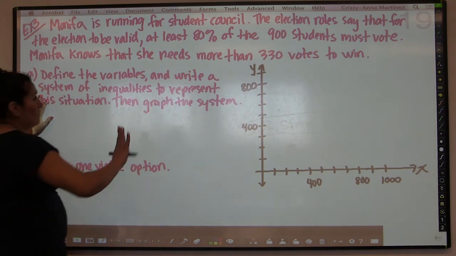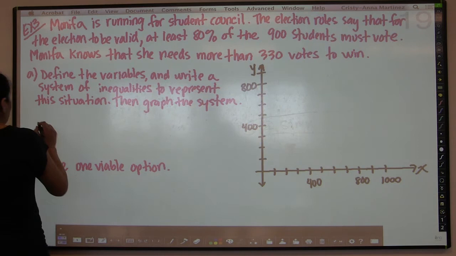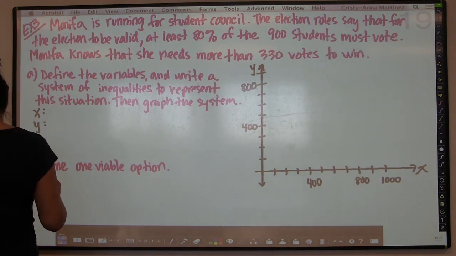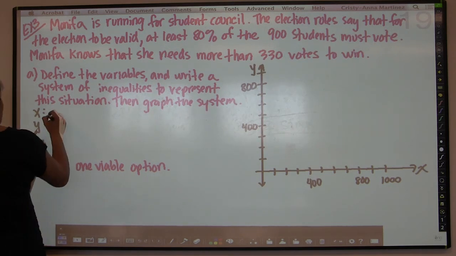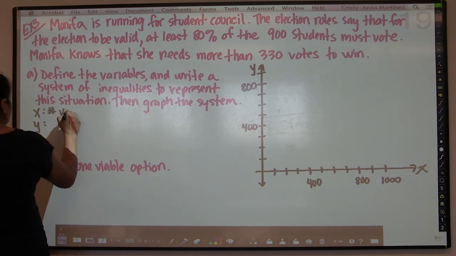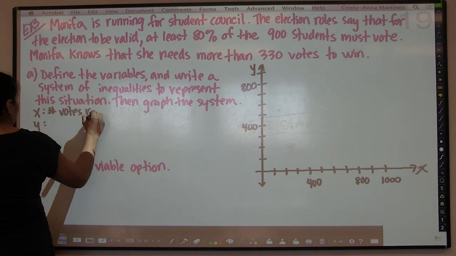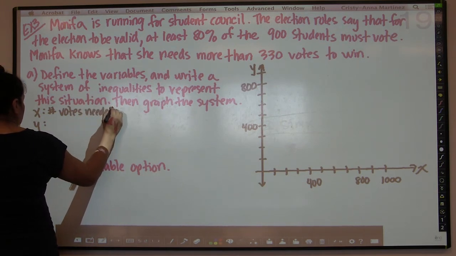So the graph part's going to be over there on the right, but we are going to define our variables, and I've already got x and y over there. So we got to give definitions for x and y. So we're going to let x be the number of votes required, number of votes needed or required.